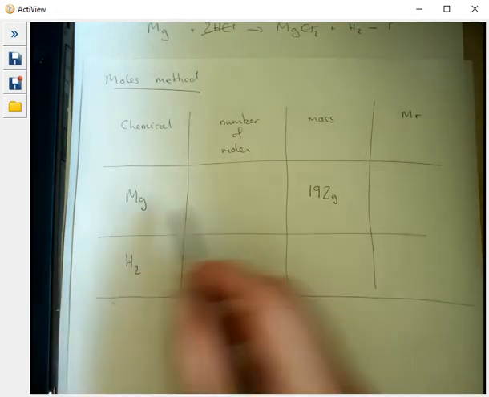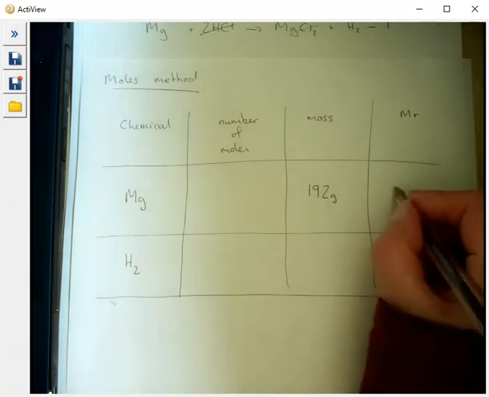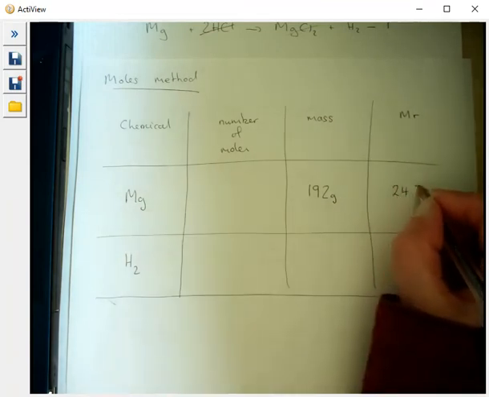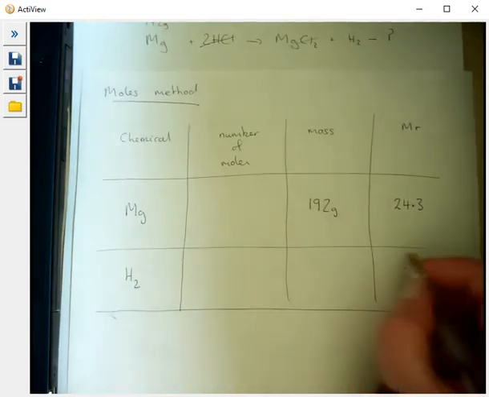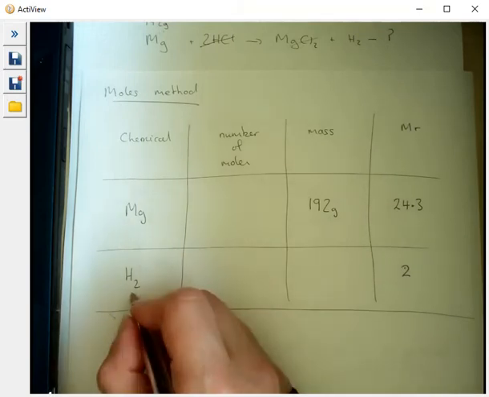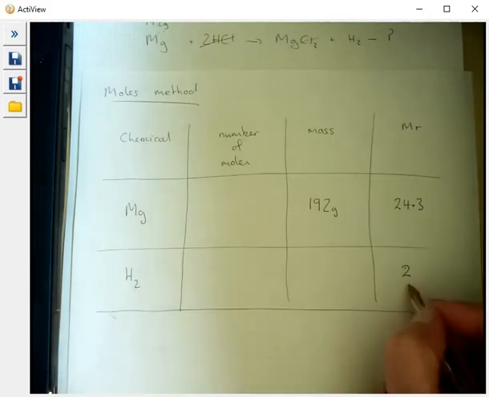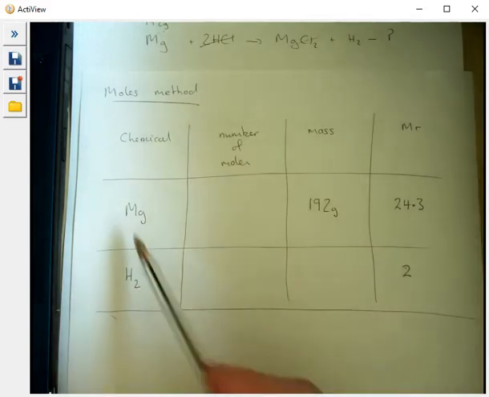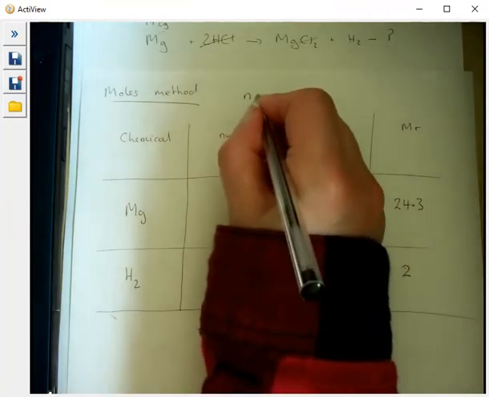Now for the magnesium, the MR column I'm going to fill in first. For magnesium, as we said on the previous method, if I look in the periodic table, the biggest number for magnesium is 24.3. And for hydrogen, it was 2, because remember, it was relative atomic mass of 1, but there's 2 of them, so I need to times that by 2. It gives 2.